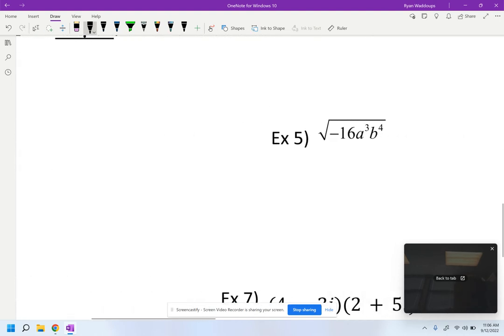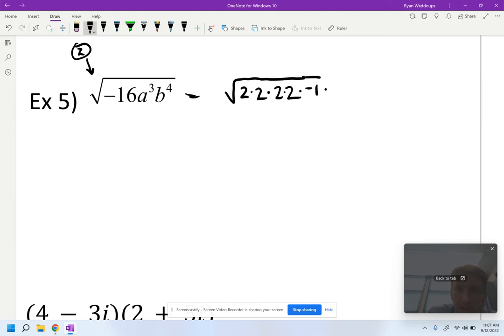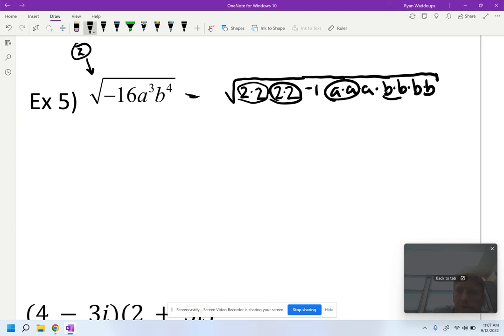All right, let's look at example 5. It's got the square root of -16 a cubed b to the 4th. And remember that we're looking at an index of 2. So we're going to write this out as the square root of 2 times 2 times 2 times 2, which is 16, times -1 times a times a times a times b times b times b times b. And then I'm going to circle pairs. There's a pair of 2's, a pair of a's, a pair of b's, another pair of b's. And the square root of -1 is going to come out as i.